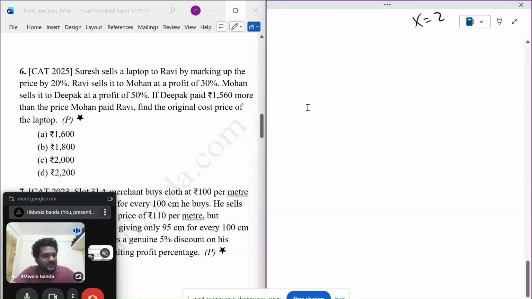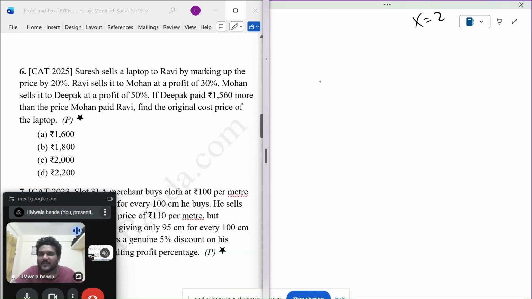Let's go. Question number 6. Suresh sells a laptop to Ravi by marking it up. Okay, Suresh is selling to Ravi by marking it up by 20%. Basically, he's increased the price by 20%. Ravi sells it to Mohan at 30% profit.